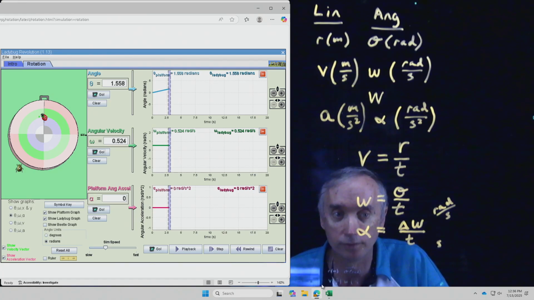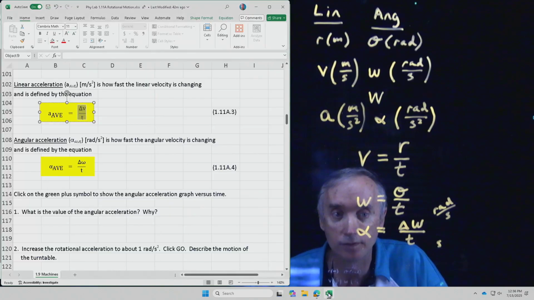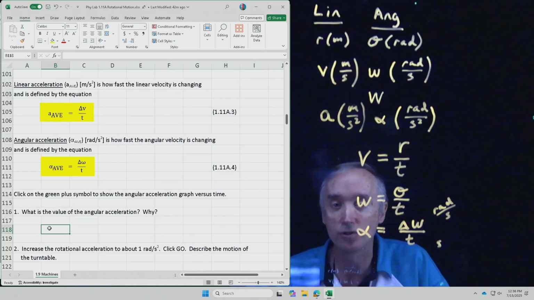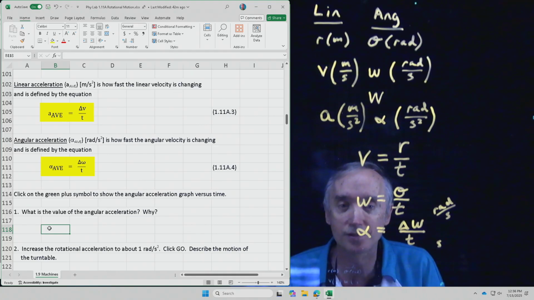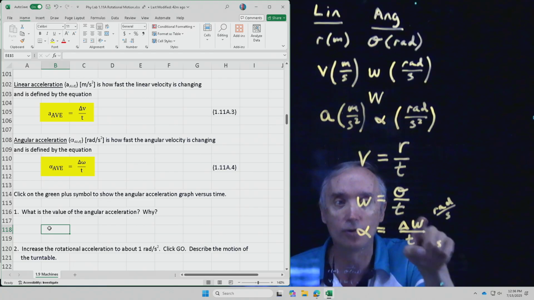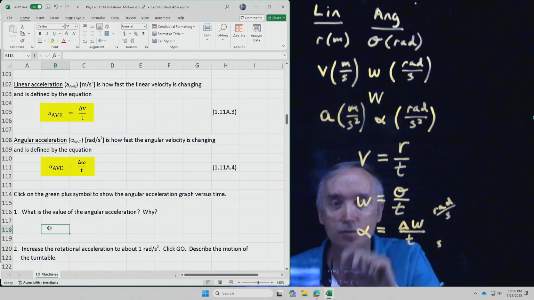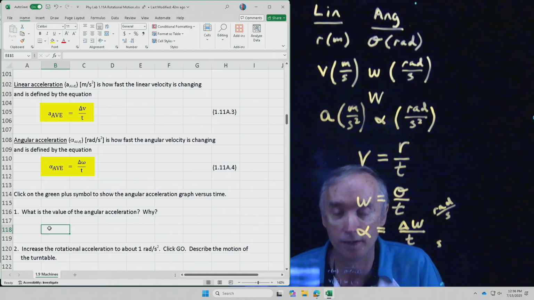This is pretty important. So if we go back to here, okay, what is the value of the angular acceleration, and explain why? So I'm not going to do it. So you should know that the angular acceleration is 0, and then use this formula here to explain to me why the angular acceleration is 0.